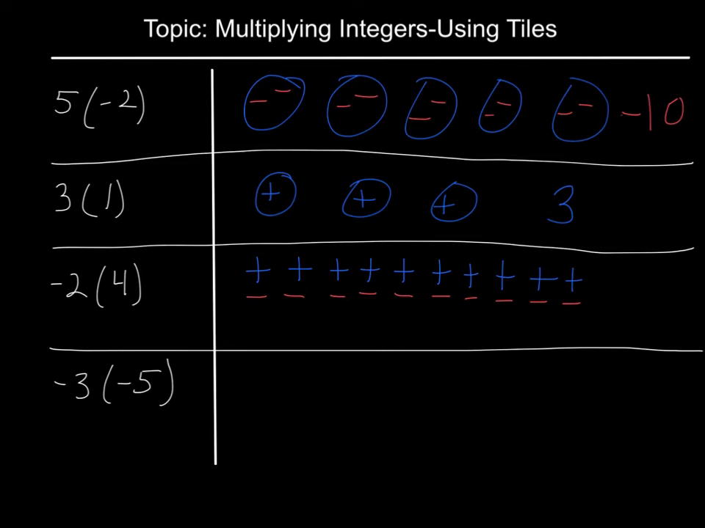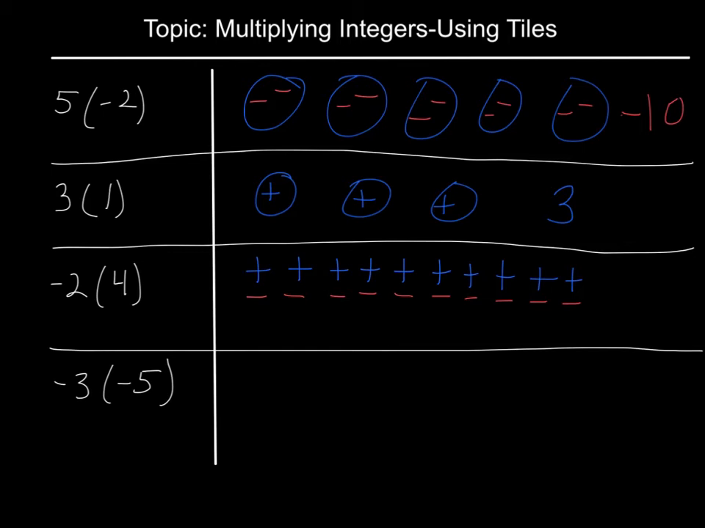This tells me right here to take away 2 groups. So just like here, where a circle created a group, a circle created the groups here. When I'm doing this problem, a circle is still going to create these groups. I'm going to be taking them away. Now, what am I taking away? I'm taking away positive 4, or 4 positives, which means I need to be circling positive tiles here so I then can take them away.